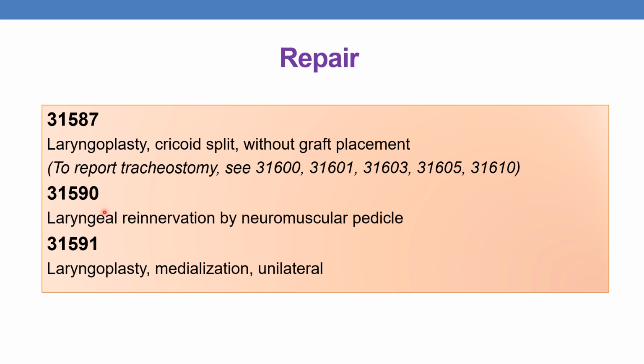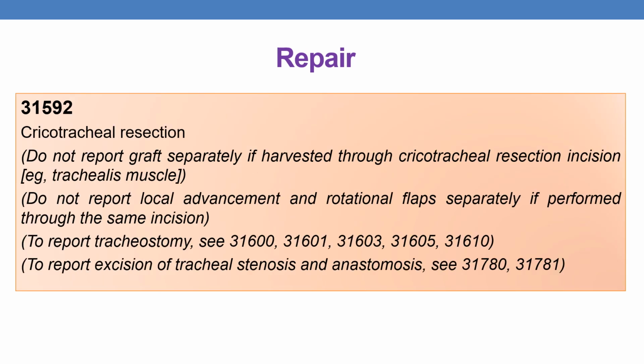The next is 31590. It deals with laryngeal reinnervation by neuromuscular pedicle. And the next CPT is 31591. It deals with laryngoplasty medialization unilateral. The next CPT is 31592. It deals with cricotracheal resection.